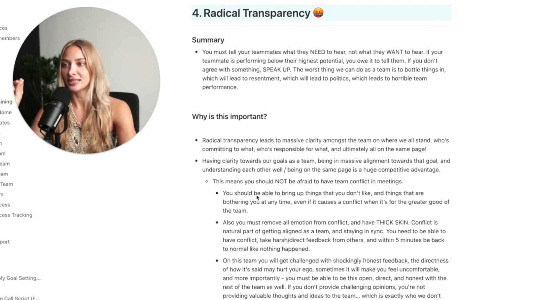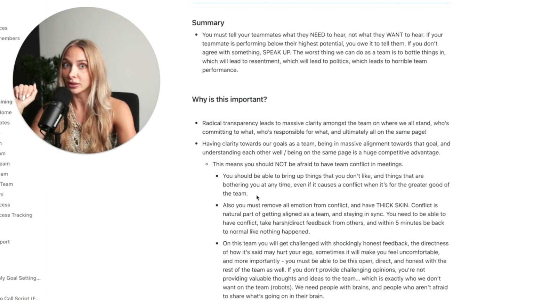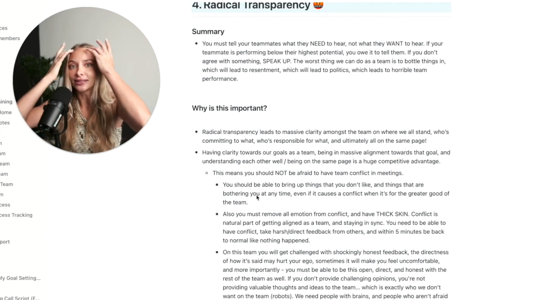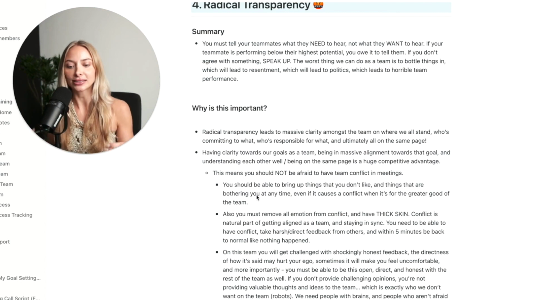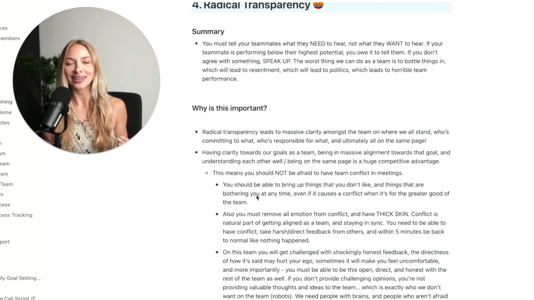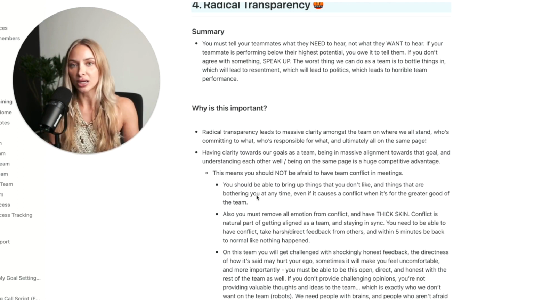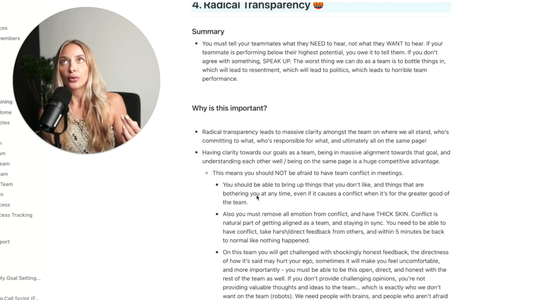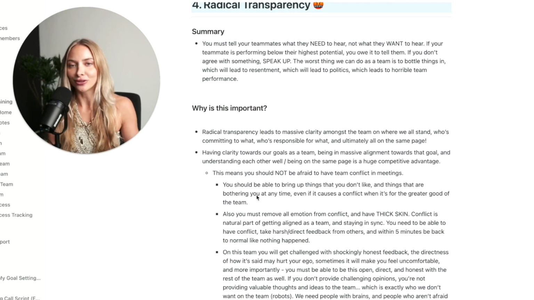Radical transparency is the next one, and we have quite a lot of core values. But that one is super important, and it is hard to practice, and I even feel like it's hard for me sometimes to speak up. You really want to nurture an environment where people feel like they can say anything they want if it's in the best interest of the company, and push back. That also means bringing up issues when they arise and not just being quiet.